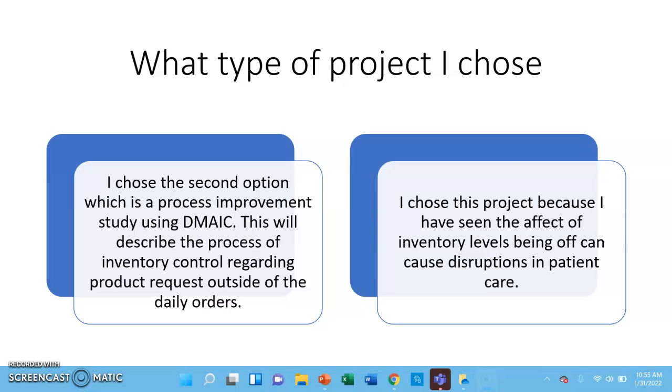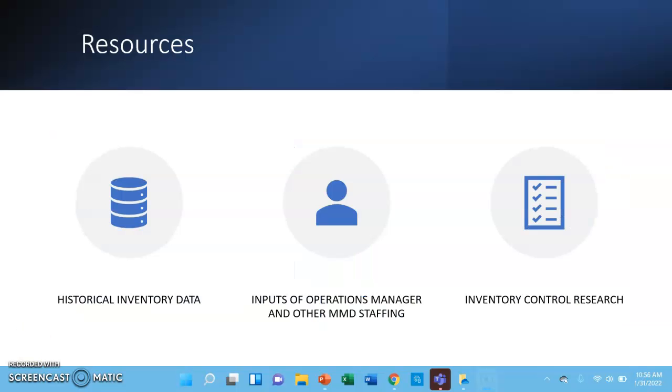For the resources that I'll be finding my information, I'll be using historical inventory data that we have within our systems. This will include inventory days of supply, inventory turnover, inventory velocity, as well as our forecast accuracy.